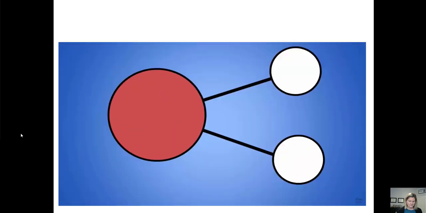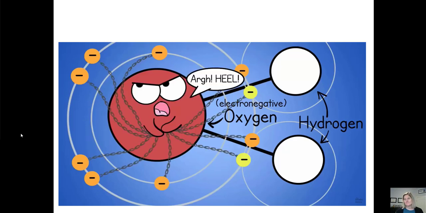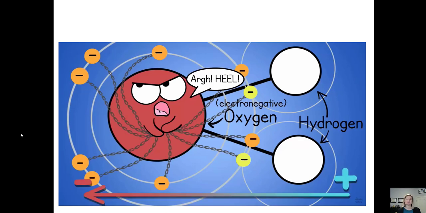Now, we mentioned the shape of water and the fact that water is polar. It has one very electronegative oxygen that is always trying to keep the electrons closer to it than to the hydrogens it's bonded to. And this actually gives oxygen a slightly negative charge because of the electrons that are spending more time next to it, and it gives the hydrogens a slightly positive charge.